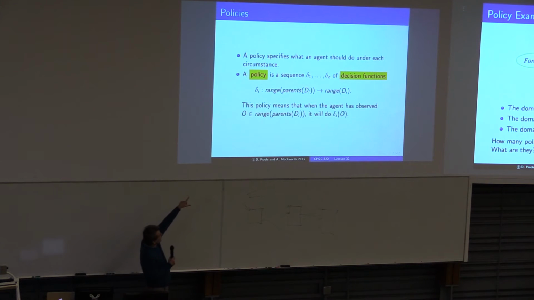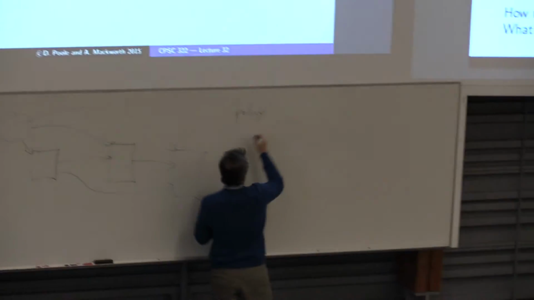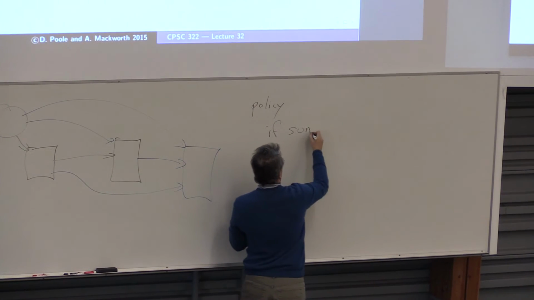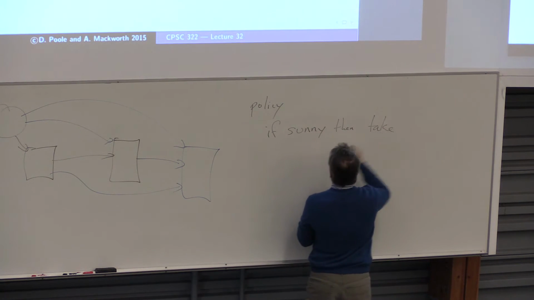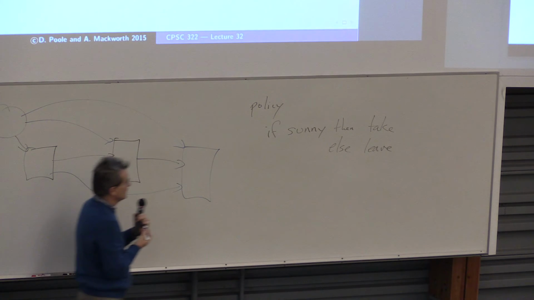So now we have this policy. A policy here has got to be a function from the parents of umbrella into the umbrella. So the domain of the umbrella is take it or leave it, and the forecast here is either sunny, cloudy, or rainy. So a policy is something like: if sunny, then take, else leave. Okay, that's a policy.